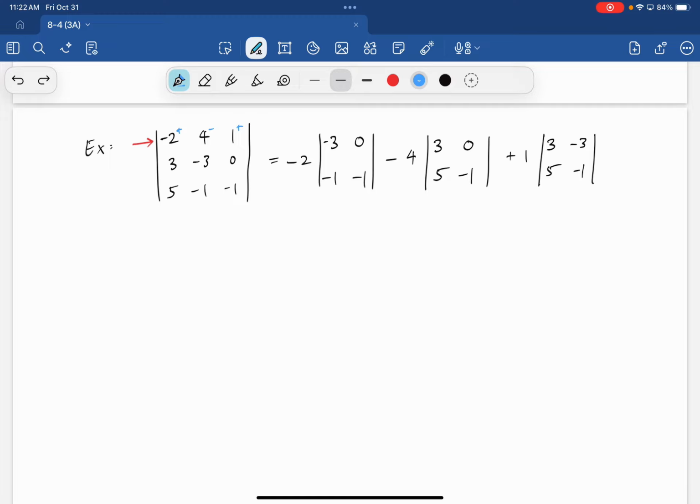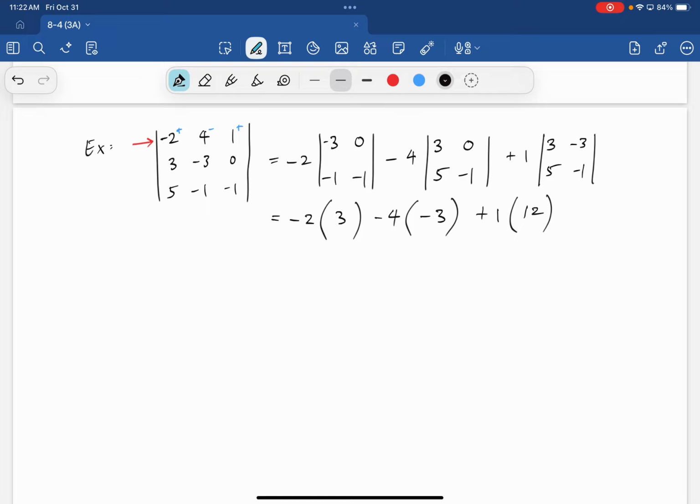Then the first one in the second row would be -3. Okay, so I'm going to keep going. This is minus 2 times 3, AD minus BC, minus 4 times negative 3, AD minus BC, plus 1 times negative 3 minus negative 15, which is 12.